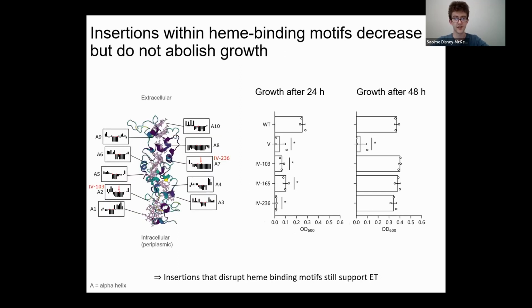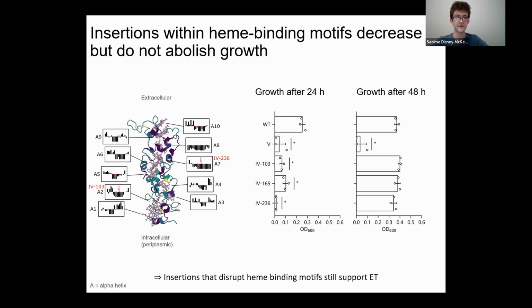After that, we decided to clone a few more insertion variants that were within the heme binding motifs. The A's here just mean the alpha helices that coordinate the hemes. There's 10 of them, 1 for each heme. And we picked out 3 of them. Again, after 24 hours, they're enriched to varying degrees, but not a whole lot compared to wild type. But after 48 hours, they all reach about the same endpoint.